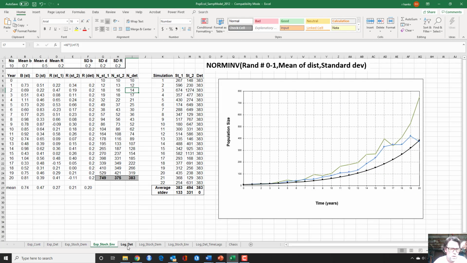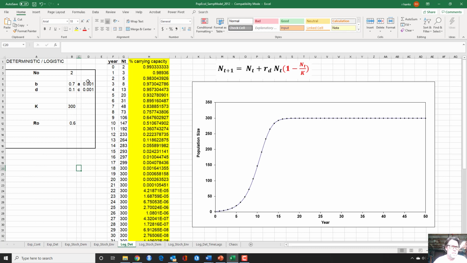that are logistic. All right, so in this example, we have an initial population of 2, birth and death rates, carrying capacity is 300, and you can see how the carrying capacity was calculated. It's the birth rate minus the death rate divided by the A value plus the C value, and then you can see our rate is 0.6, right?